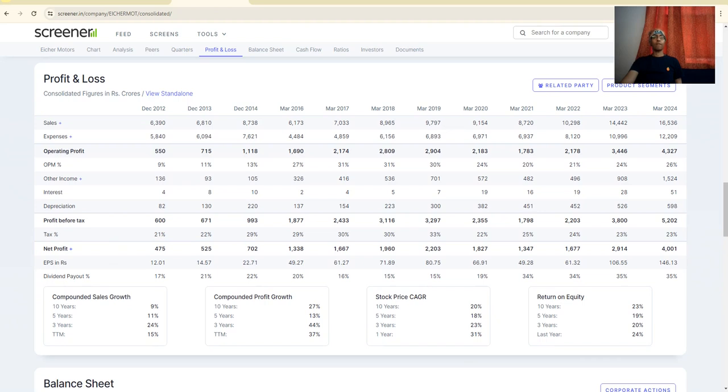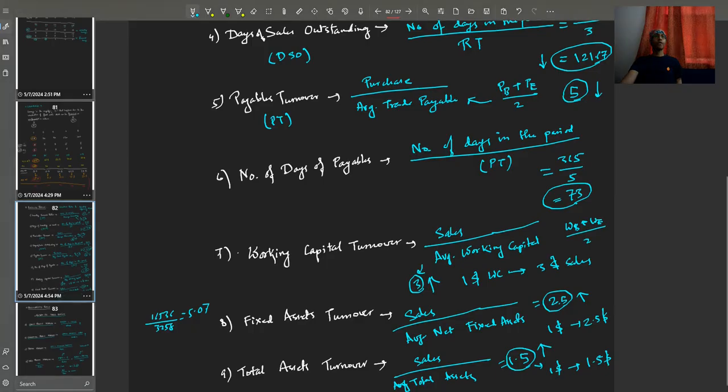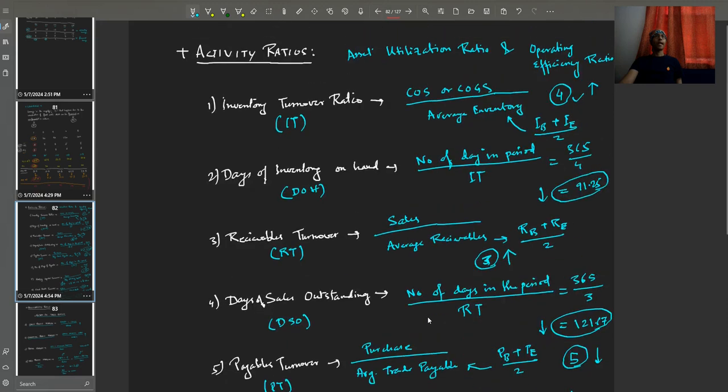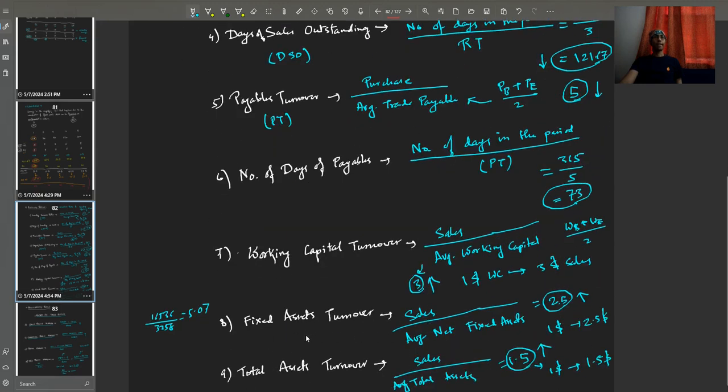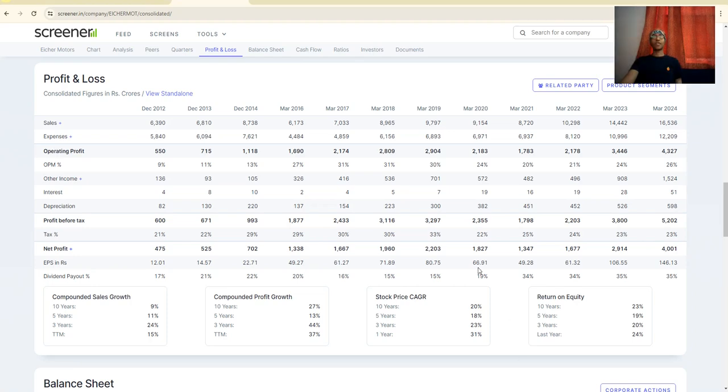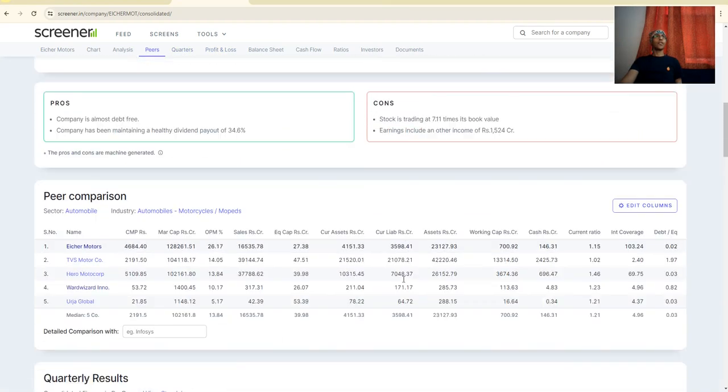Now here we were looking at which of the ratios? The activity ratios, right? Fixed asset turnover ratio, total asset turnover ratio. In total asset turnover ratio, I think Eicher is not doing that well.